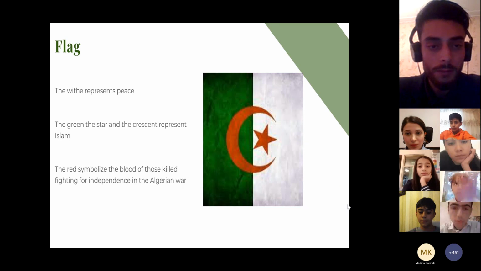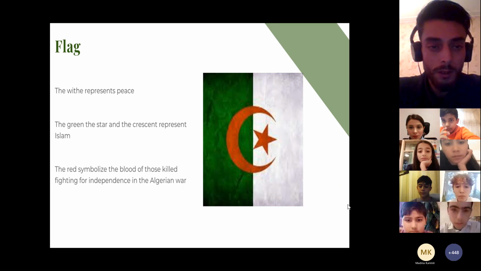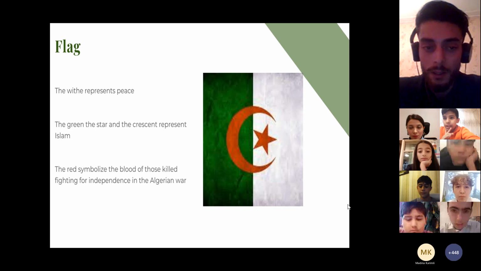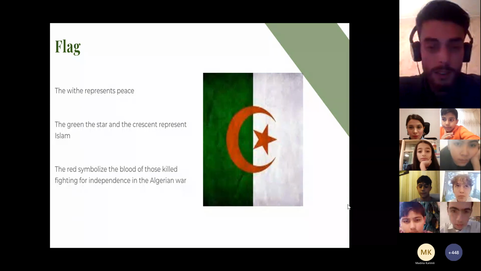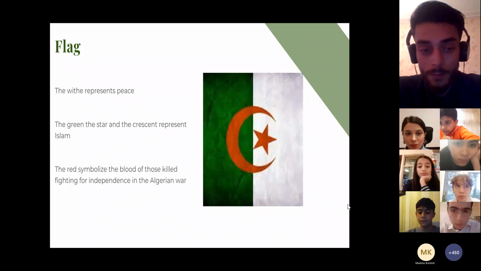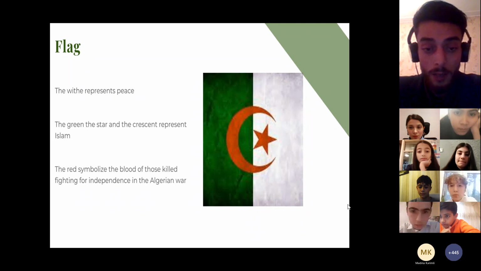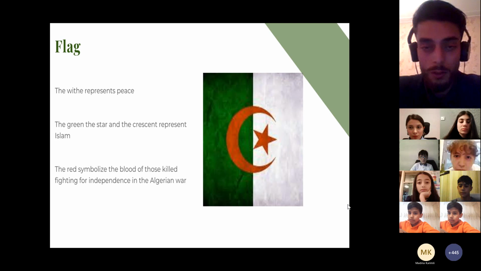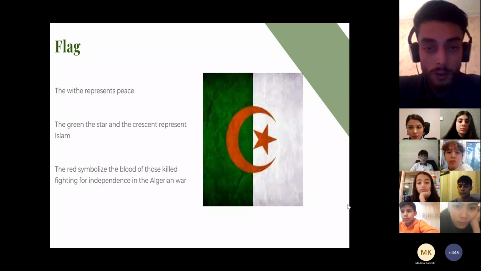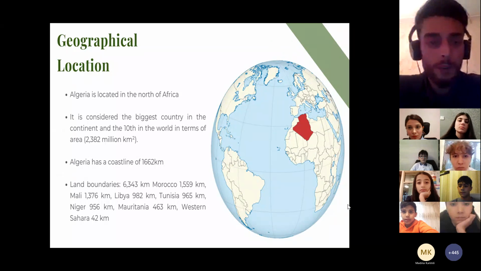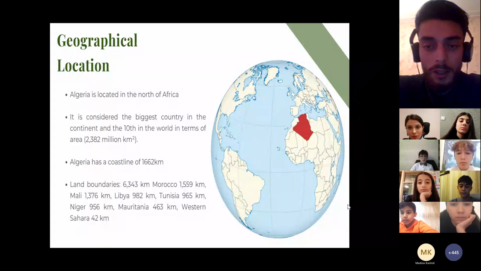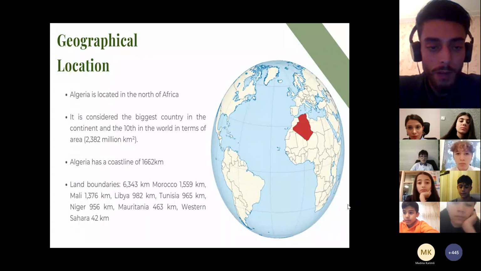Our flag has three colors. The white represents peace. The green and the star and the crescent represent Islam. And the red symbolizes the blood of those killed fighting for independence in the Algerian wars in 1962.